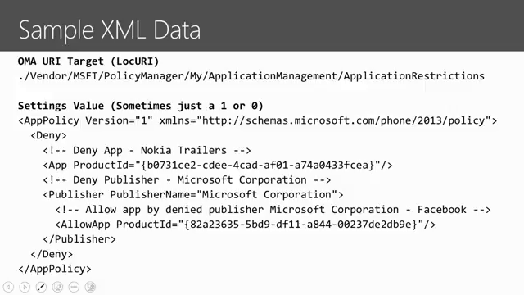Down below, this section in the previous slide was just a 1. But we can also have, in this example, an entire XML here if we're getting really deep into a custom setting. And in this example, we're showing you denying certain apps, denying publishers. If you guys have ever used AppLocker before in group policy, pretty similar concept, but we're doing it to Windows Phone devices, Windows 10 devices.